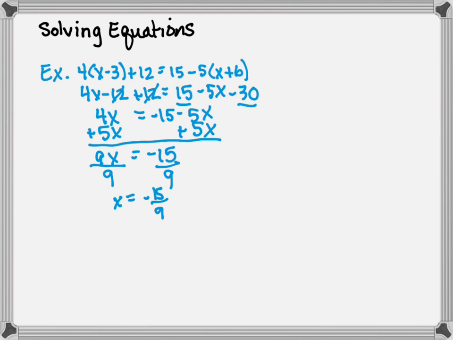X equals negative 15 over 9. Here I can reduce by canceling out 3's. So negative 15 divided by 3 is negative 5. 9 divided by 3 is 3. And so I'm left with x equals negative 5/3. So also remember, when you're solving equations, you can write the solution as x equals negative 5/3, but you might also see the solution as a solution set. So we could put the negative 5/3 in these curly braces.